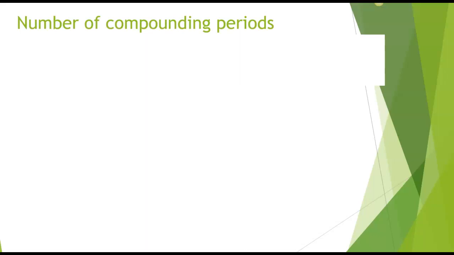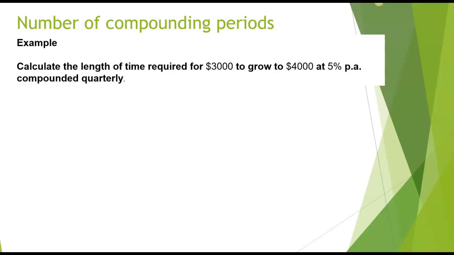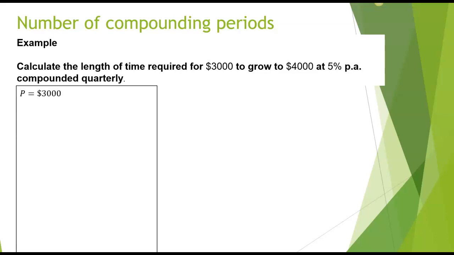Number of compounding periods. Now, this requires the use of trial and error to actually work out the number of compounding periods. So calculate the length of time required for $3,000 to grow to $4,000 at 5% per annum compounded quarterly. So here's our present value or our principal of $3,000. Here's our future value of $4,000. Here's our interest rate as expressed as a decimal, 0.05, divided by 4 because it's quarterly. So this is our interest rate per compounding period.